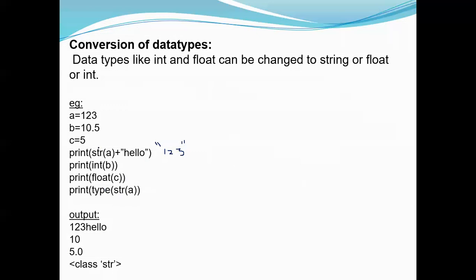Similarly, if I want to convert 10.5 to integer, I just call int of b. Now the fractional portion 0.5 will disappear. I'll get the value 10. Similarly, if I want to convert 5 to floating point, I just say float of c, it will become 5.0, that is the fractional part will be displayed with a point. If I want to display the type, I convert a into a string and then use the type function, and you will get class str, which is evidence that a has been converted from integer to string.